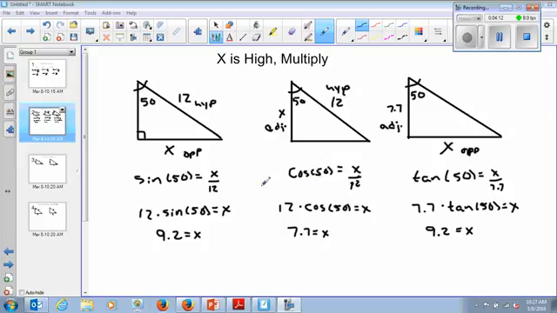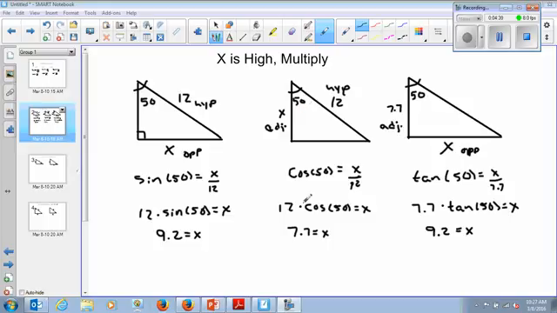So these should be the answers that you get. Notice how here we solved for x. It was 9.2, and I did 12 times sine 50. It was 9.2. Got the same answer over here where I solved for the same side because these triangles were all the same. When I did 7.7 times tan 50, I also got 9.2.